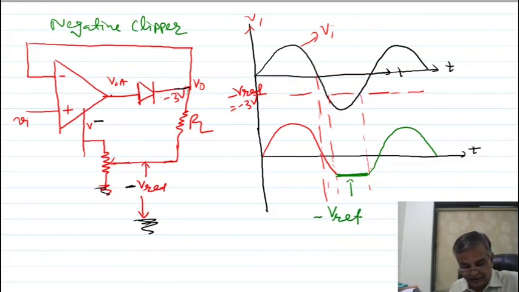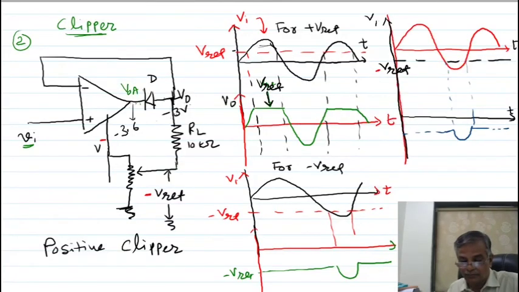Initially I told you, for a negative clipper, the portion of the input signal below the reference level is clipped. In this way you can understand. In a positive clipper, the portion of the input signal above the reference level is clipped. Can you see? Above the reference level is clipped.